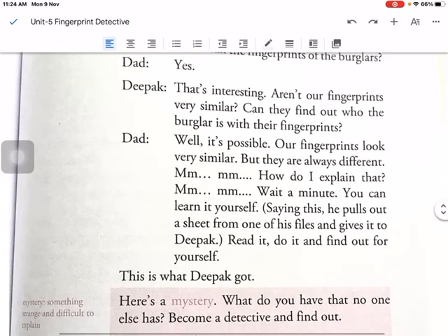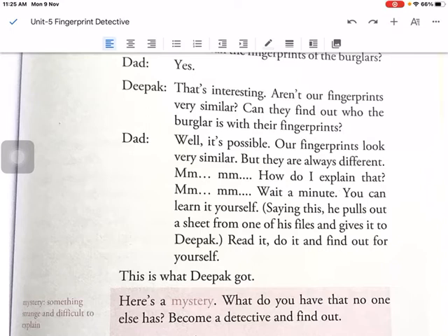Dad: Well, it's possible. Our fingerprints look very similar, but they are always different. How do I explain that? Wait a minute. You can learn it yourself. Saying this, he pulls out a sheet from one of his files and gives it to Deepak. Read it, do it, and find out for yourself. Okay, very interesting.